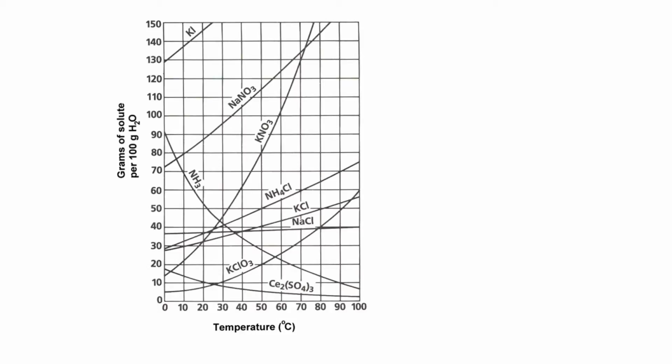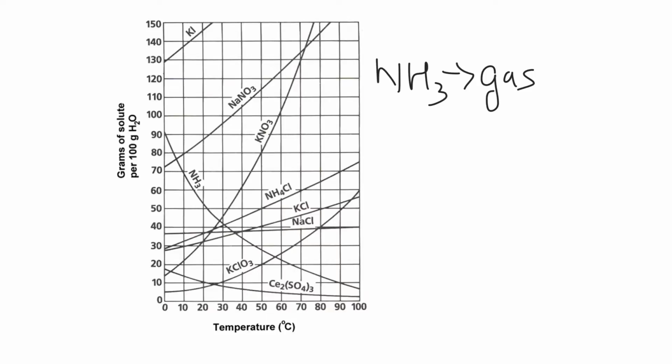Now, let's talk about ammonia, NH3. You will notice that as the temperature increases, the line for NH3 goes down. That indicates that as you heat the water, so the temperature goes up, less and less ammonia is going to dissolve in water, which kind of makes sense. If you know this already, ammonia, NH3, is a gas.